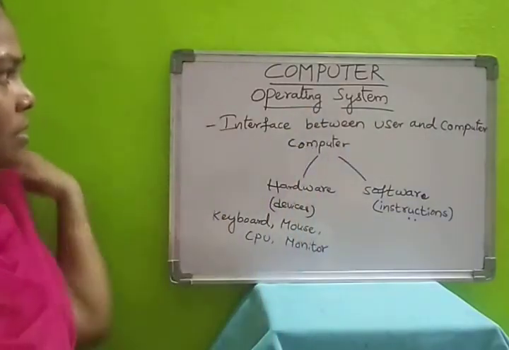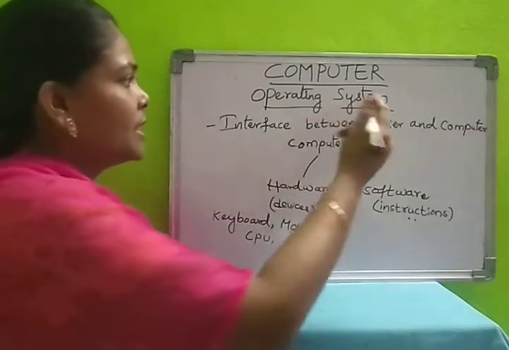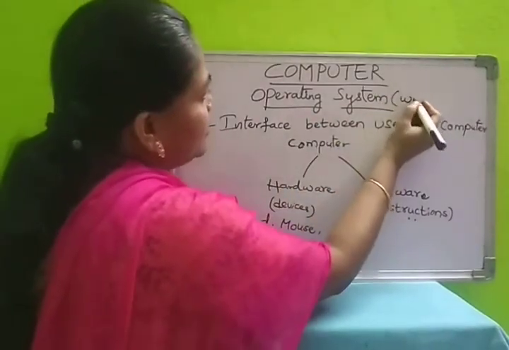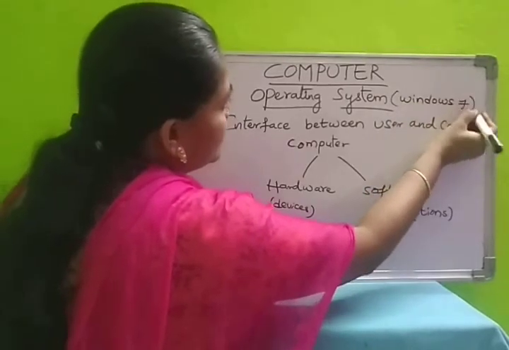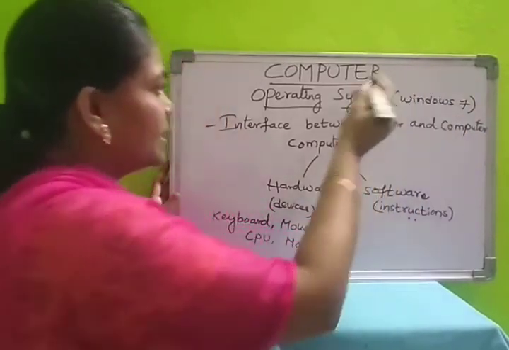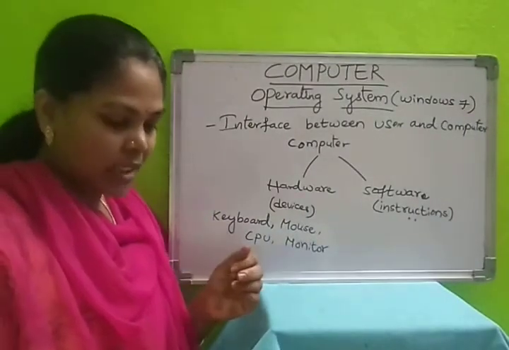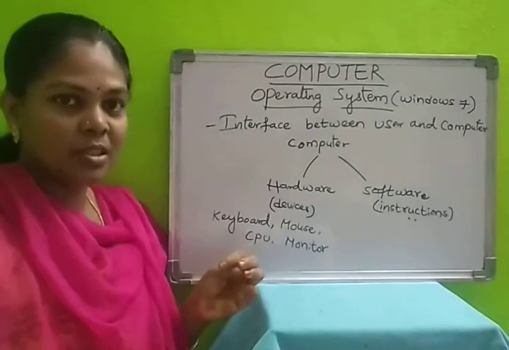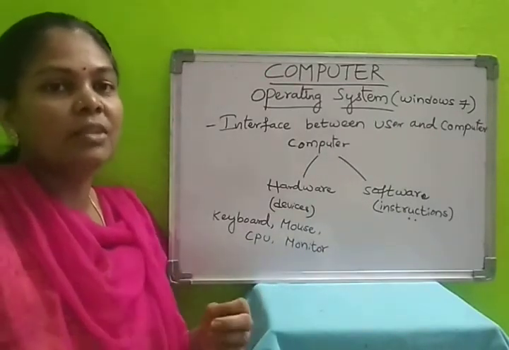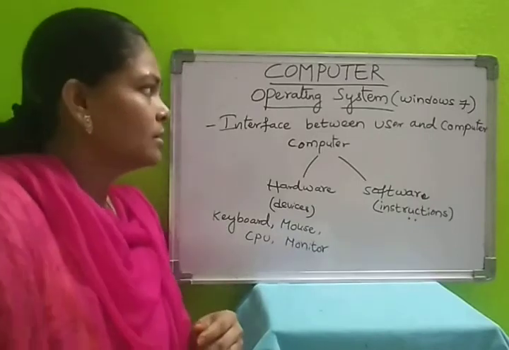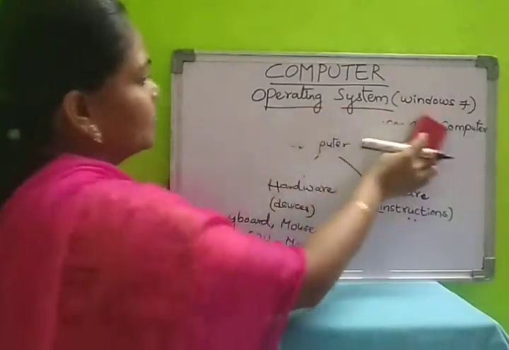We have different types of operating systems. Generally, we are using Windows 7, and we are learning about Windows 7. Windows 7 is one kind of operating system. Whenever you start your system, you will get the starting Windows message, isn't it? That Windows is your operating system, which we are using in our computer.